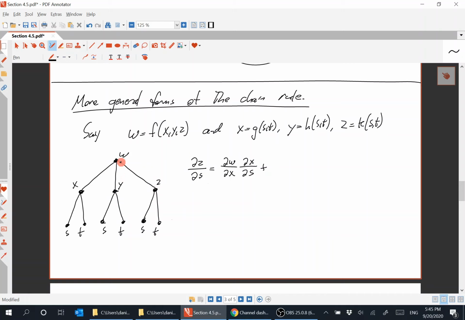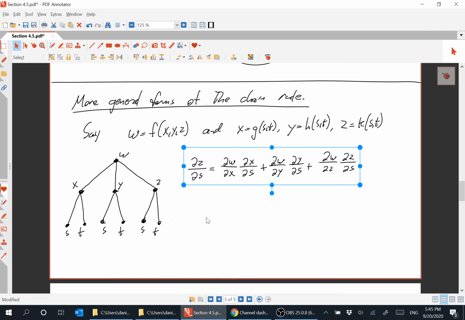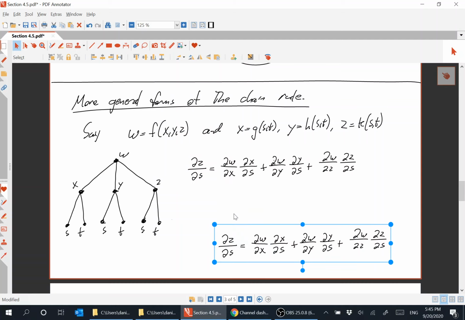Now go down the tree from w to s. dw/dy dy/ds. And then dw/dz dz/ds. And so that's dw/ds. And then dw/dt, just the same.